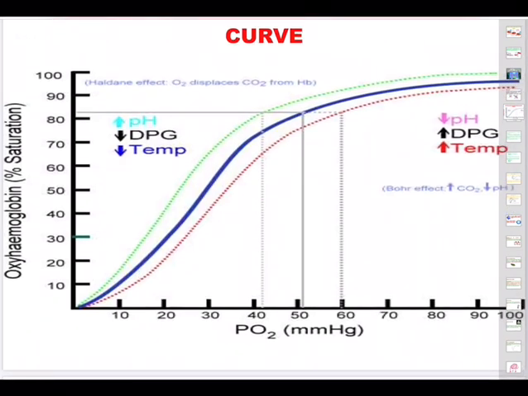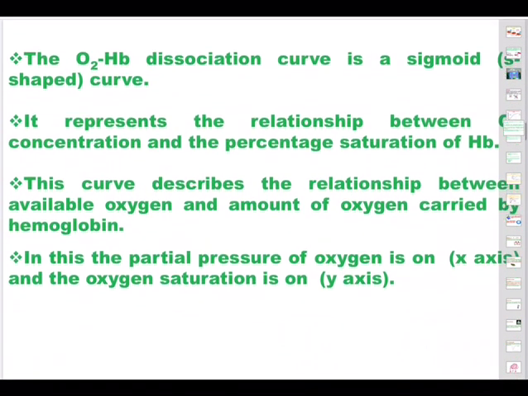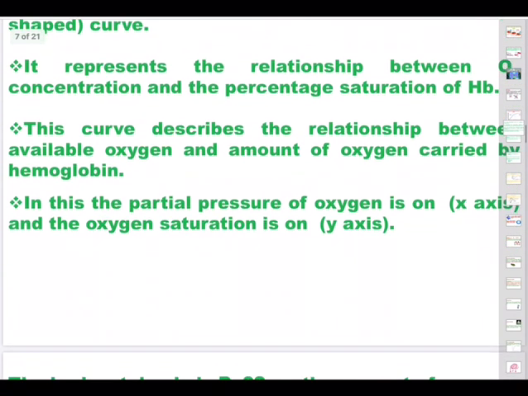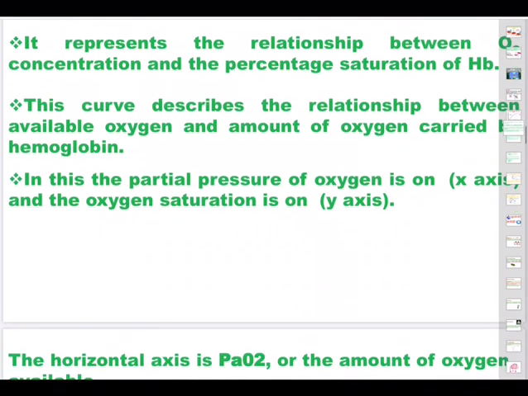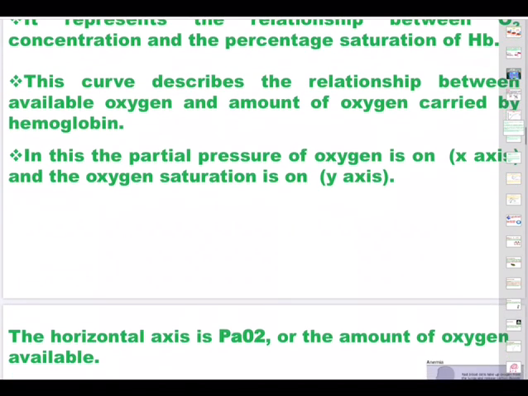The oxygen hemoglobin dissociation curve is shifted either to the left or to the right by various factors. Partial pressure of carbon dioxide, H plus ion concentration, and temperature are some of the factors in shifting this. So, shift to the right. We can see the oxygen hemoglobin curve is a sigmoid shaped curve. It represents the relationship between oxygen concentration and percentage saturation of hemoglobin. This curve describes the relationship between available oxygen and the amount of oxygen carried by the hemoglobin.